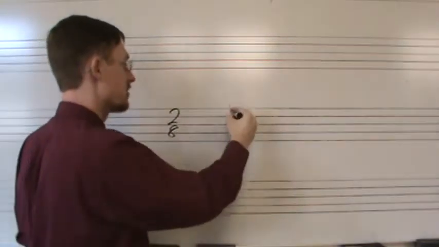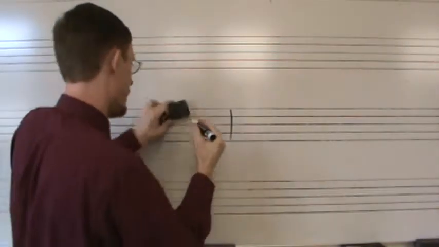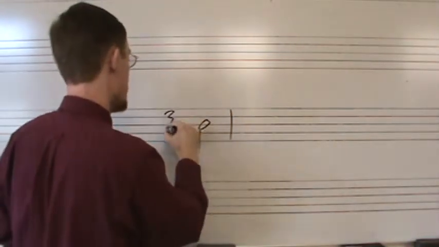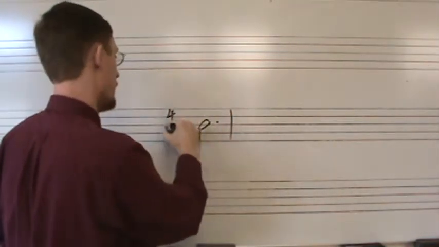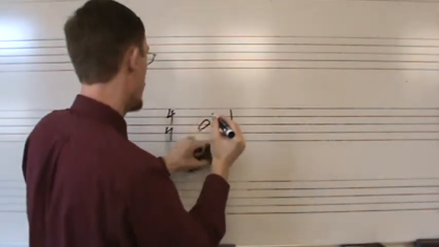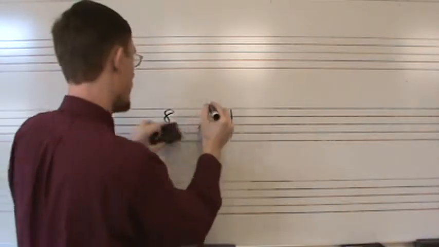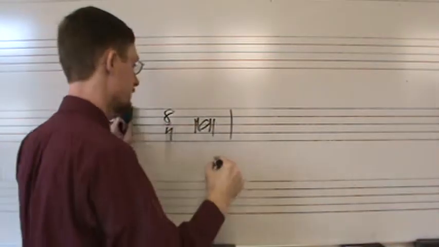to fill an entire measure, you need a quarter. Okay, and 2/4, a half. 3/4, a dotted half. 4/4, a whole. 6/4, dotted whole. Even an 8/4, a breve.